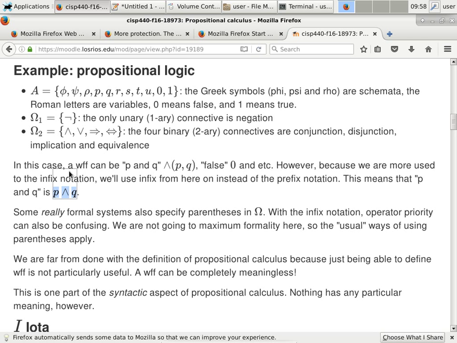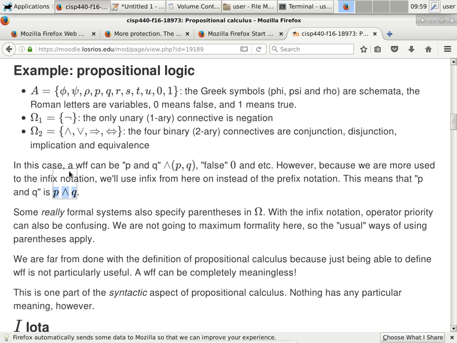At this point, when you look at just alpha and omega, and even the definition of a well-formed formula, nothing tells you about the semantics or the meanings of the connectives, or even the constants. Zero is just a constant. We don't know what it means, it's just a symbol. One is just a constant, also just a symbol. Zero, at this point, does not mean false in any way. One does not mean true in any way. Those are just symbols.